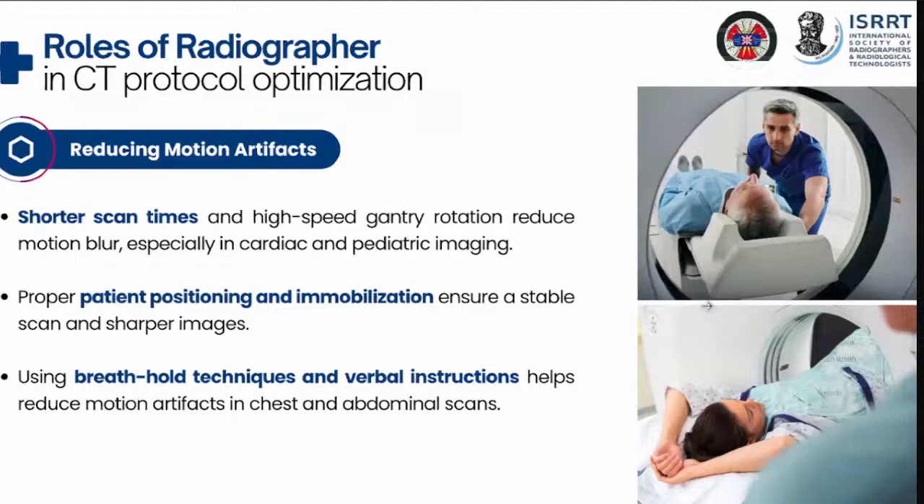Okay, and then I think this is almost towards the end. So the role of the radiographer in CT protocol optimization is reducing motion artifact. So how can we do that? Definitely the first is shorter scan time. Okay, so it's very, very important, then it can give a significant impact on the patient. So high speed gantry rotation reduces motion blur, especially in cardiac and pediatric imaging, because we have to see the nature of the patient.